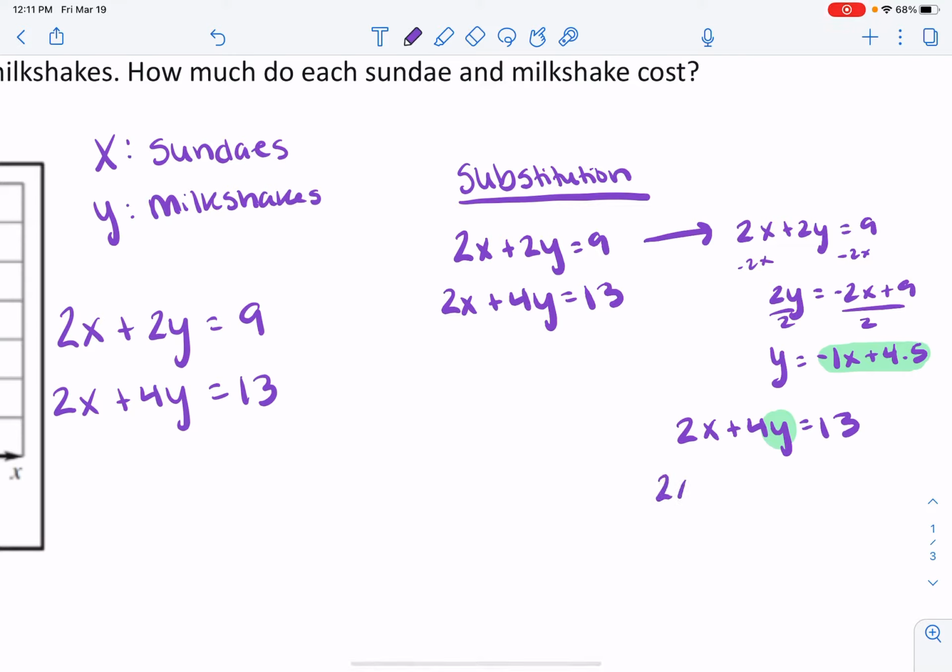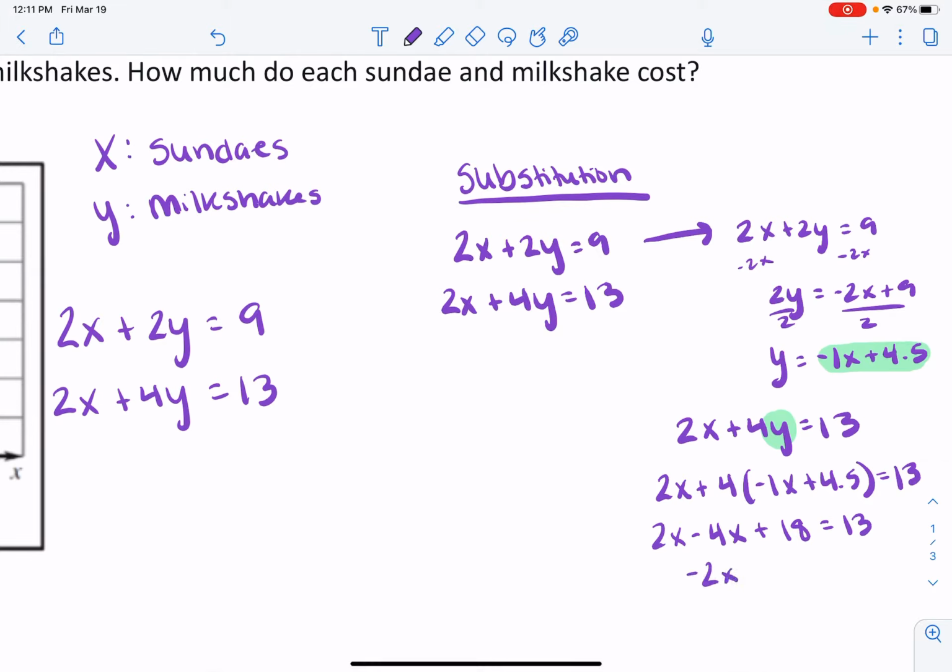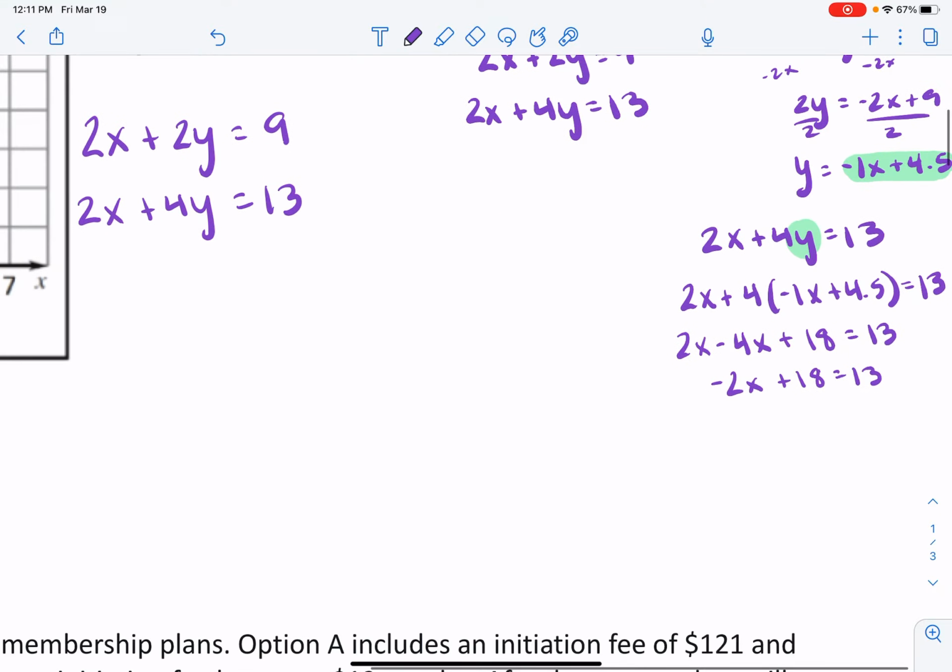So we've got 2x plus 4 times negative 1x plus 4.5 equals 13. Okay. Let's go ahead and distribute, so that becomes minus 4x plus 4 times 4.5, 18, equals 13. 2x minus 4x, that's negative 2x. We'll go ahead and subtract 18 on both sides. 5 divided by negative 2. So x is equal to 2.5.